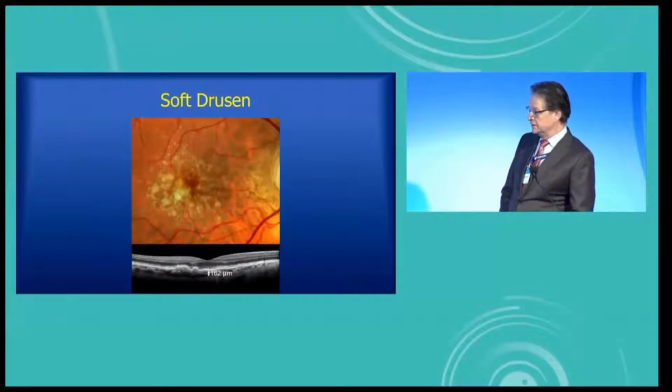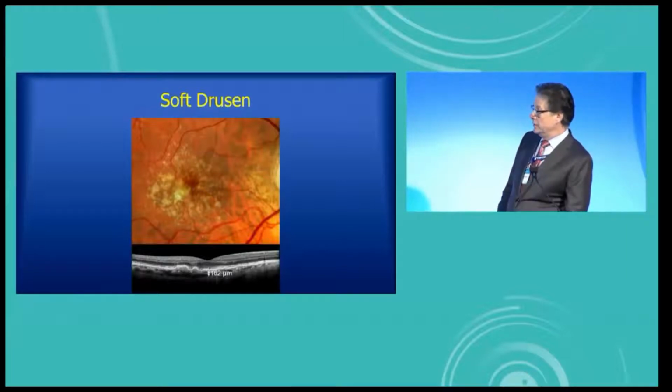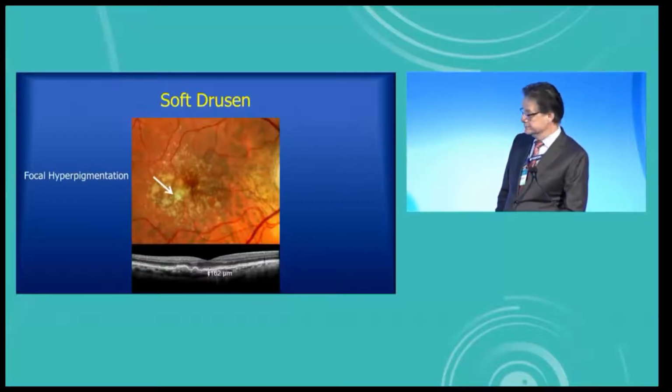Here's a patient with soft drusen, and you can see that they're relatively large, round blobs, and towards the center of the macula they get confluent, and as you go away from the center of the macula they get smaller. Notice that you can see the choroid, and you can see some of the larger blood vessels inside the choroid. There's some focal hyperpigmentation in this patient as well. And note that the choroid is of average thickness.